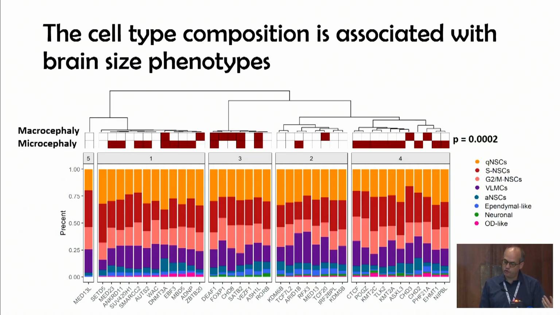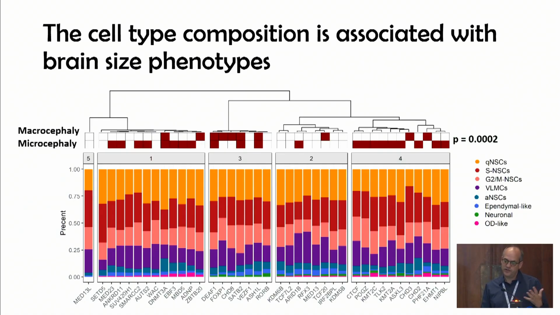We have 2 clusters, 1 and 4, which are more associated with microcephaly. In both of those clusters, we see more oligodendrocyte-like cells. Another cluster here, number 3, which I don't know if you can see it because our small colors here, but number 3, we see increase in the number of neurons. This is more associated with macrocephaly.